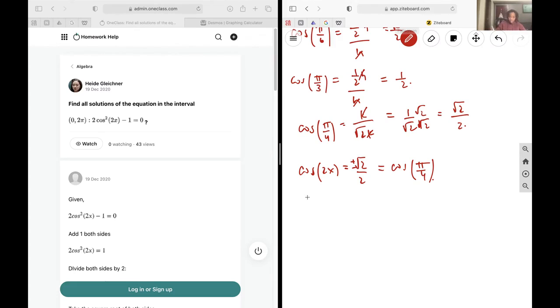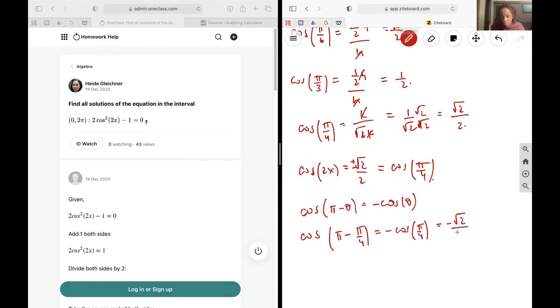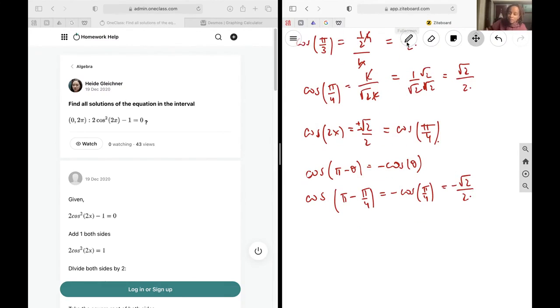Okay, and we have that cos pi minus theta will give me negative cos theta. And so what that means is that cos pi minus my pi over 4 would give me negative cos pi over 4, which is negative root 2 over 2. And so pi minus pi over 4, excuse me, is going to give us cos 3 pi over 4. And this is going to give us negative root 2 over 2. Cos pi over 4 is what's going to give me root 2 over 2.